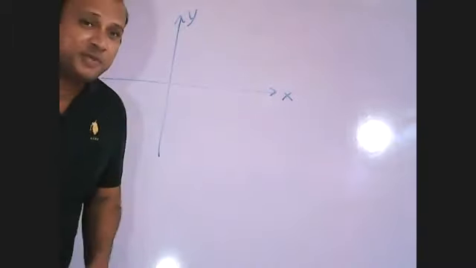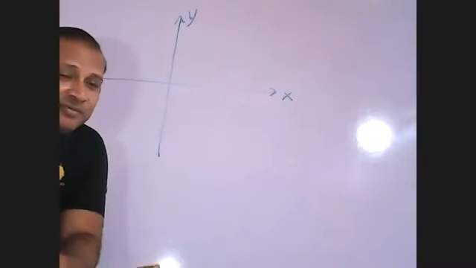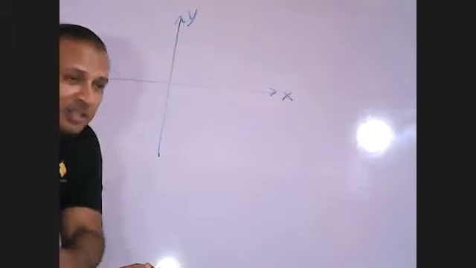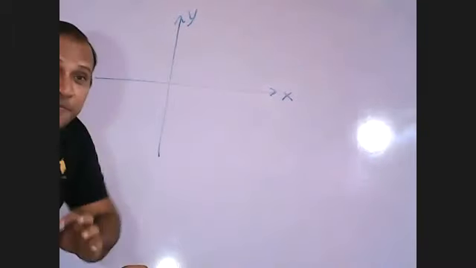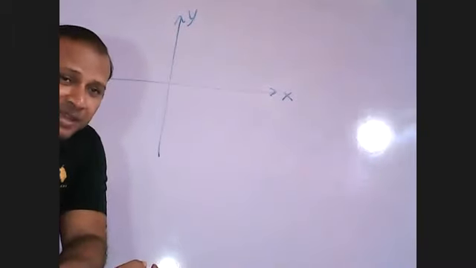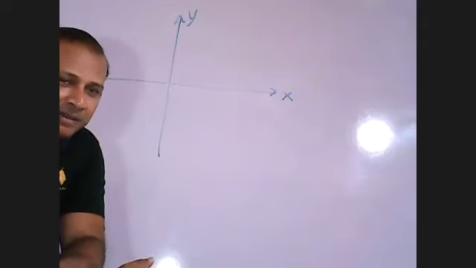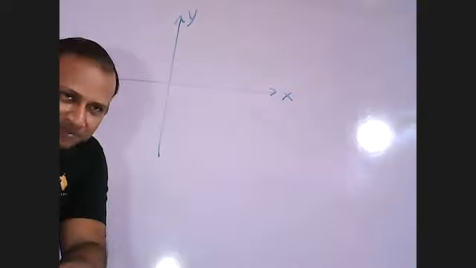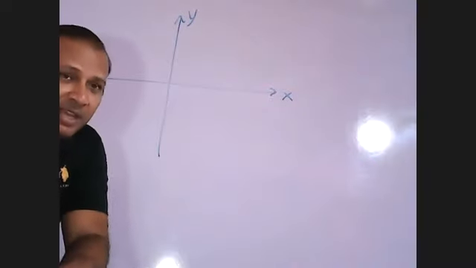So again, tell me now, what is a graph? What is a graph? It is a drawing which is drawn on the Cartesian plane. Okay, the Cartesian plane. Make it a drawing, a Cartesian plane drawing.